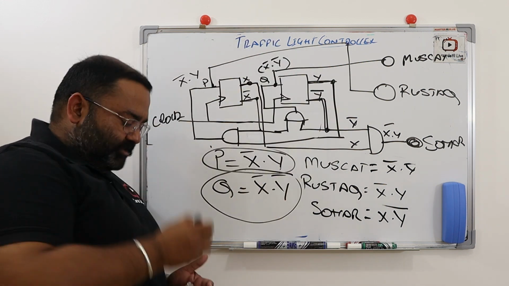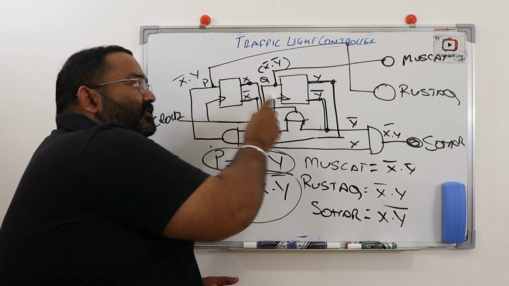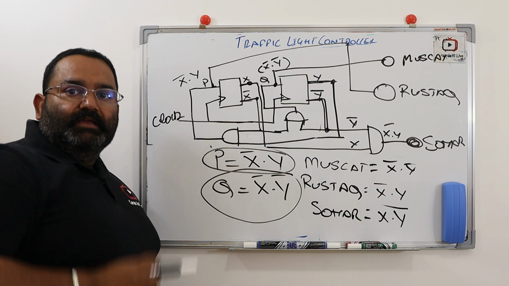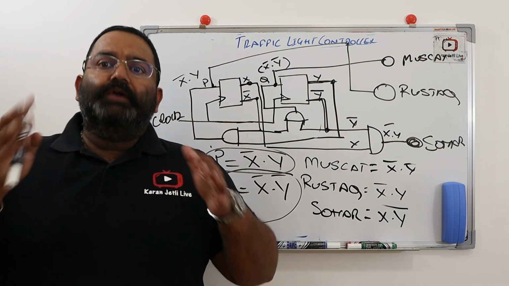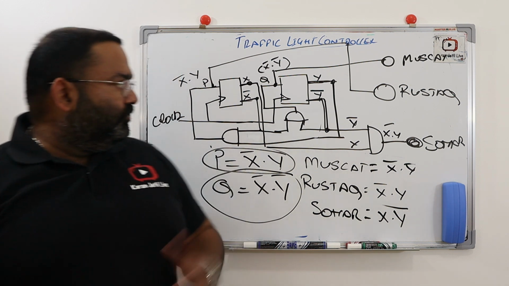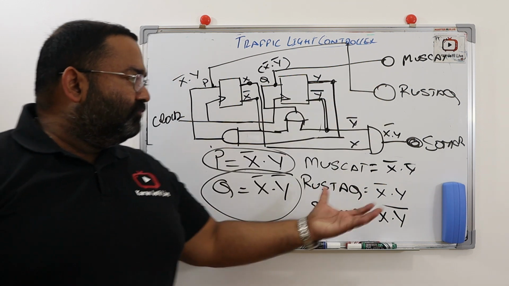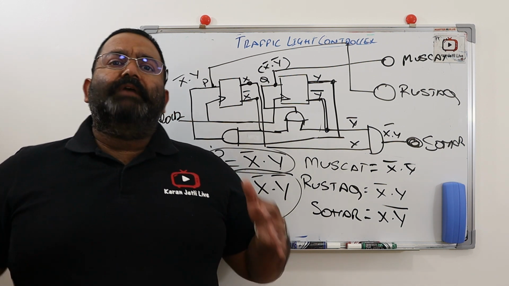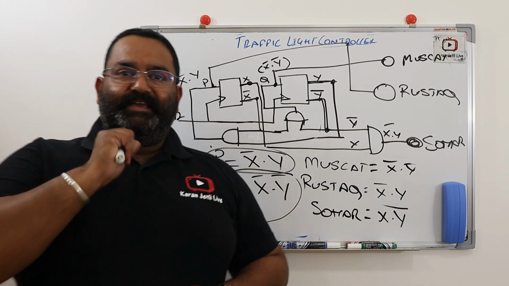So they will generate two things: the next states, and the present states for which the lights are green. So guys, I hope you understand up to here. In the next part of the video, we will implement these Boolean equations in Logisim, and you can see the circuit working.